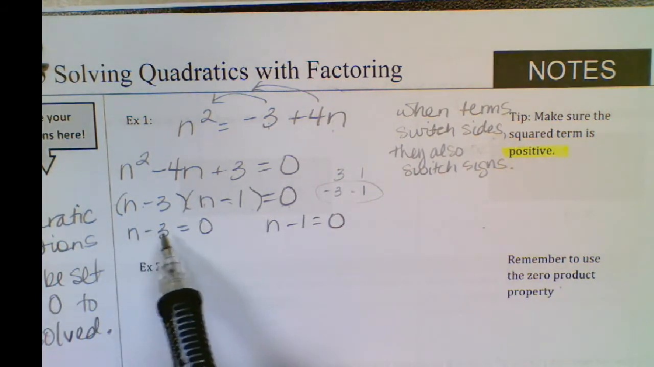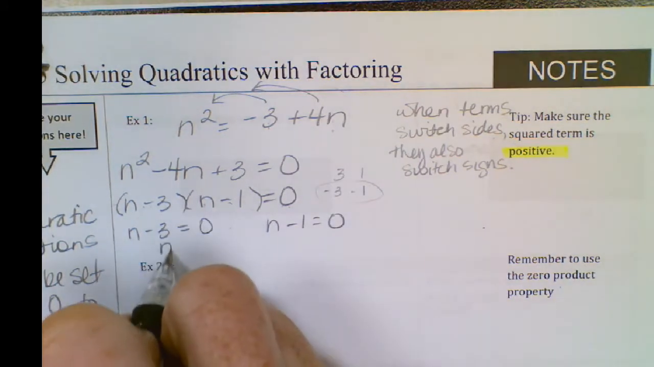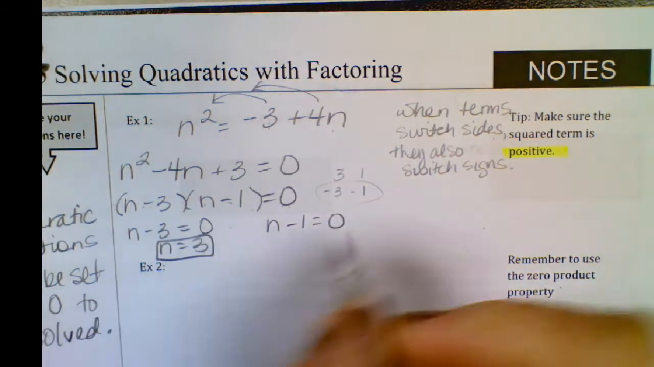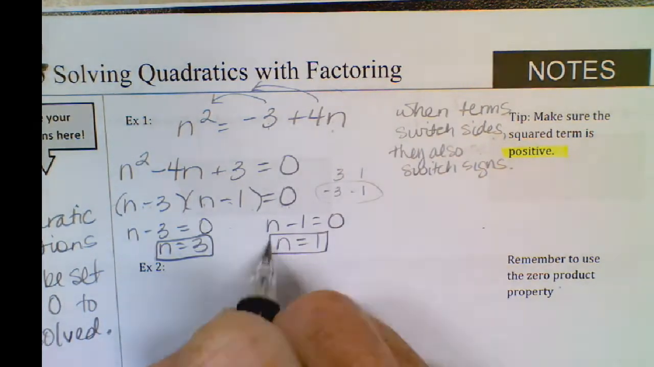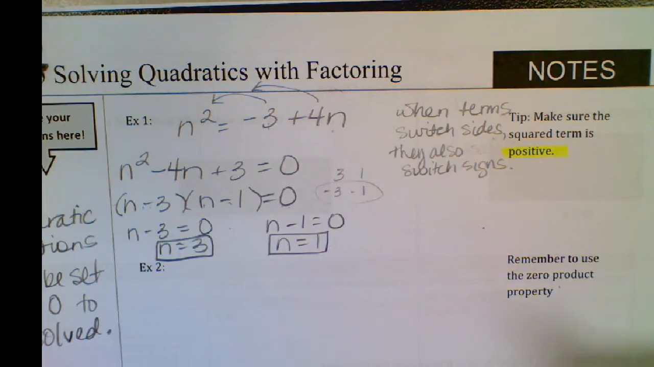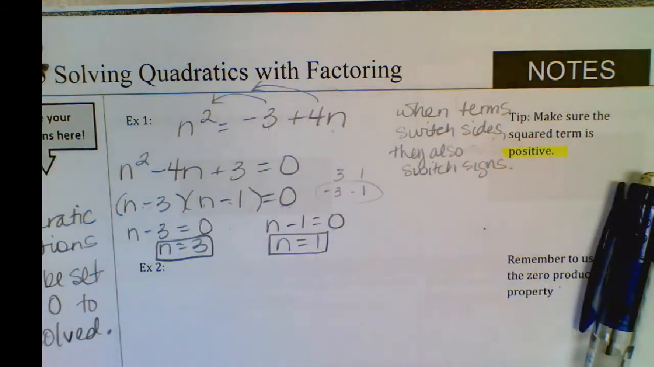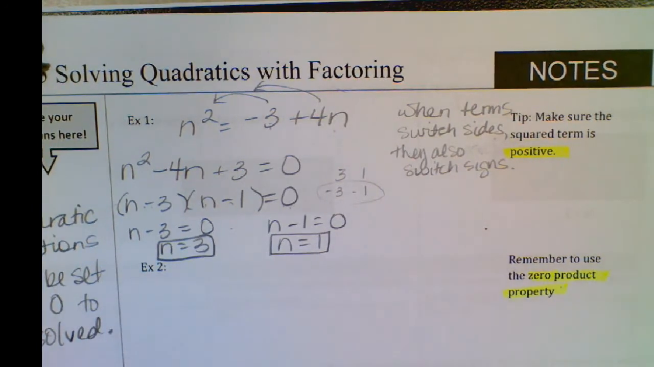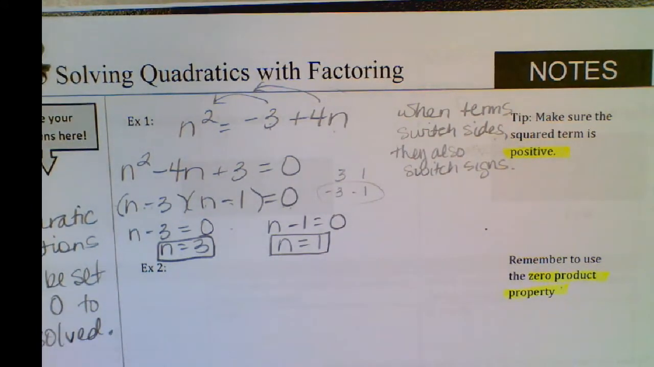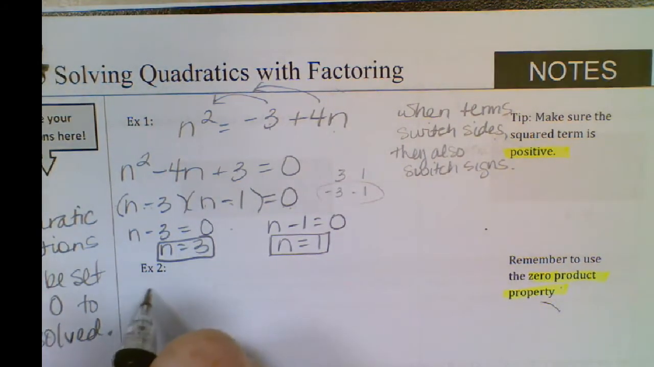The only thing that you can add to -3 to get 0 would be +3, and the only thing you can add to -1 to get 0 would be +1. Okay? So those are the two really important things that you need to remember. Make sure that your x squared, n squared, your squared term is positive, and then you're going to use zero product property. Okay, so let's do the second one.